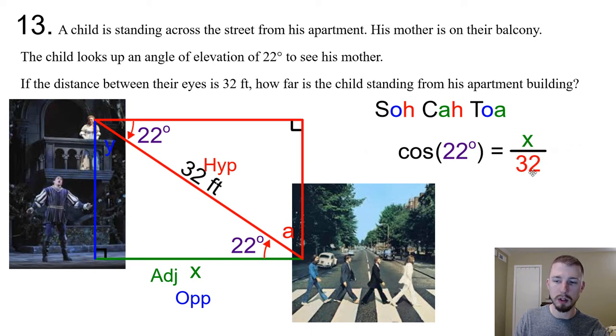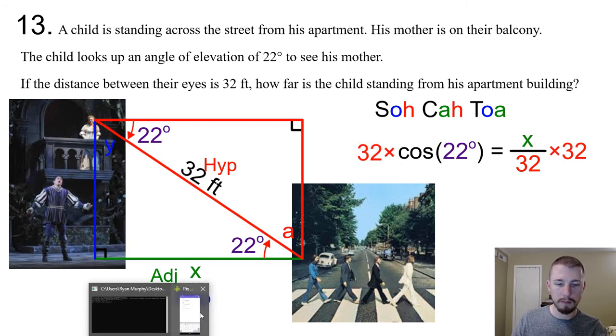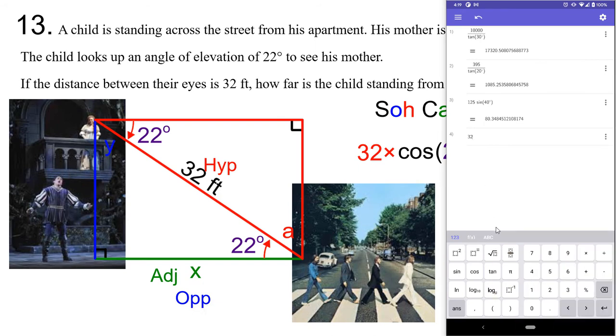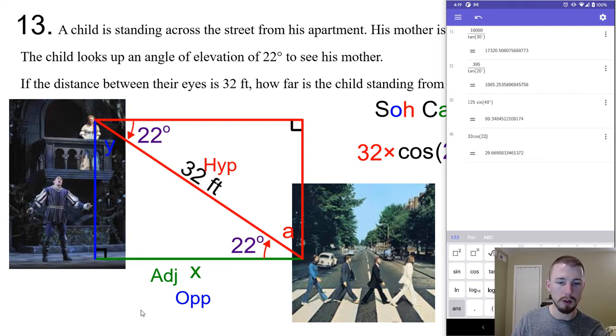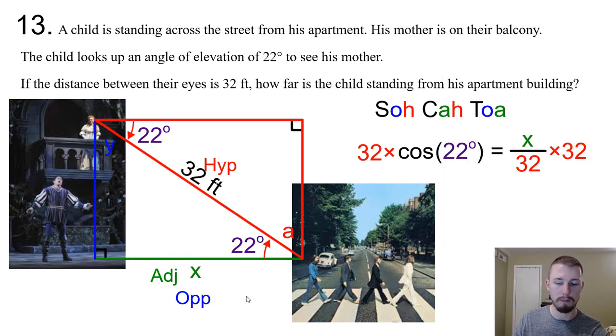Now 32 is on the bottom, x is on the top, so we want to multiply by 32 on both sides. So when we put this in the calculator, we'll get 32 cosine of 22, which is going to be 29.67. So the distance for the child between the base of the apartment and across the street would be 29.67 feet.